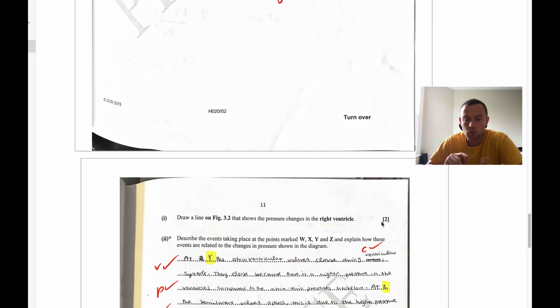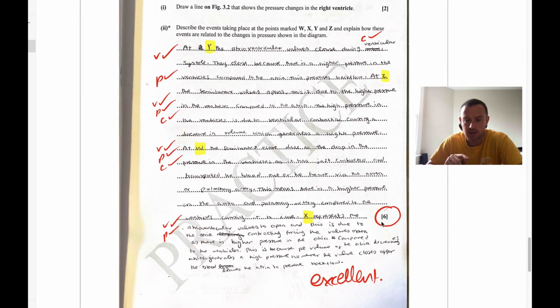Finally, one more example. This is a 6 marker. This is bang on. Lovely detail here. Just zoom in a teeny bit more. And this is given 6 marks because they talked about, you can see the C, chambers, valves, pressure, chambers, valves, pressure, chambers, valves, pressure, and hopefully chambers as well. So they talked about all letters, Y, Z, W, X, and they've talked about pressure, valves, and chambers at each point. So this is a perfect answer here. Pause that and have a look if you'd like.